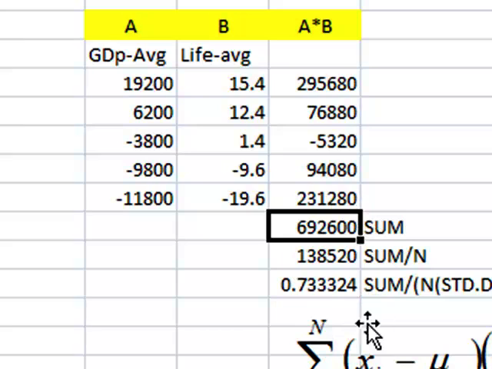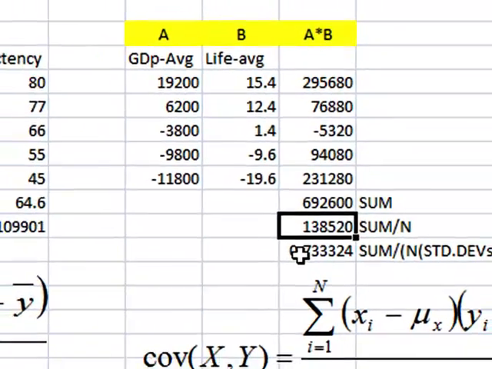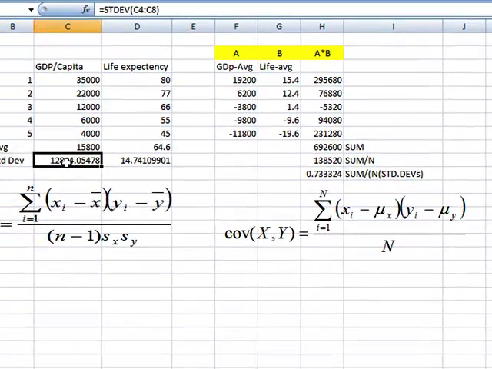And in order to get the standard deviation, and we are assuming that this is the entire population, so I'm not going to subtract 1. I'll just divide it by n. So when I take this sum and I divide it by n, I get this number, and then I have to further divide it by the two standard deviations, the standard deviation of x and the standard deviation of y, and I have to multiply these. So I've done this here. I've computed the standard deviation.